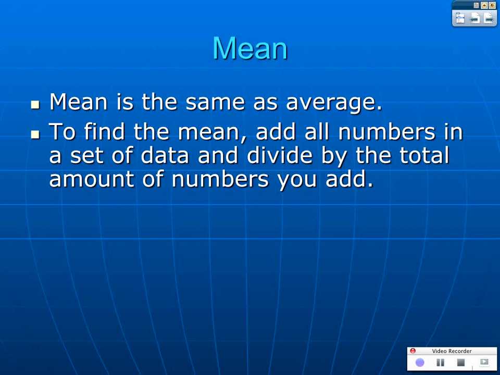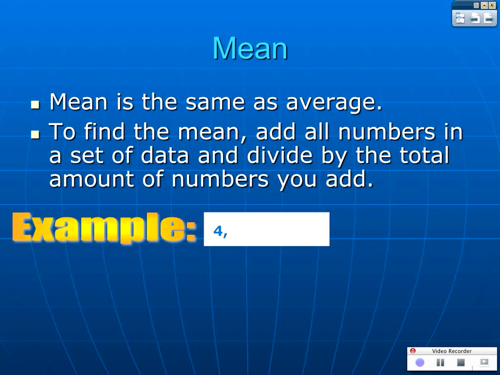Here's an example. Data: 4, 5, 5, 6, 7, and 3. To add all the numbers in a set of data, I'm going to take all those numbers and add them all together. So I'd say 4 plus 5 plus 5 plus 6 plus 7 plus 3. And that gives me a total of 30.